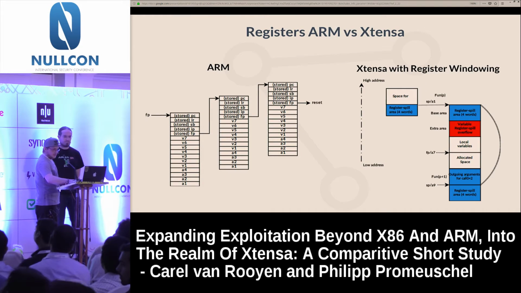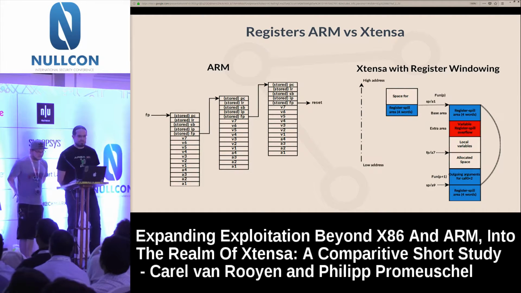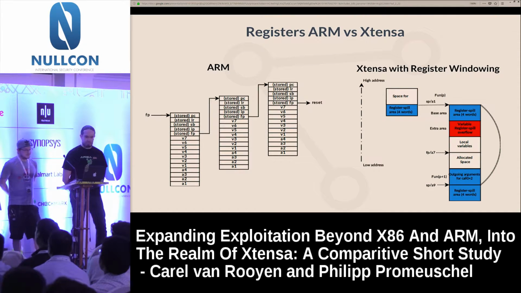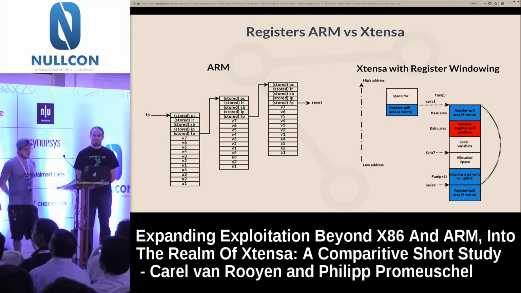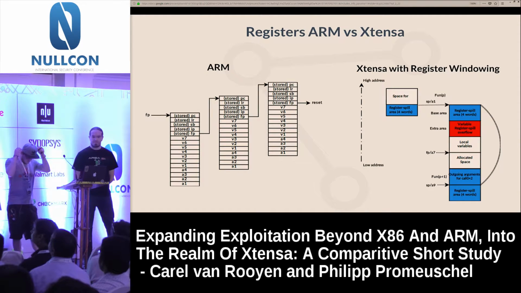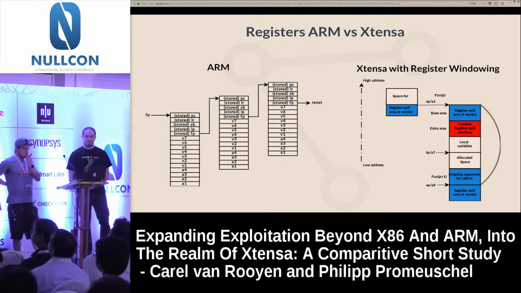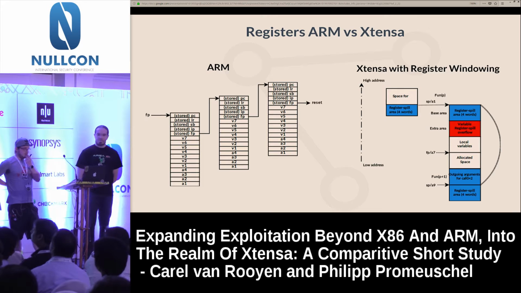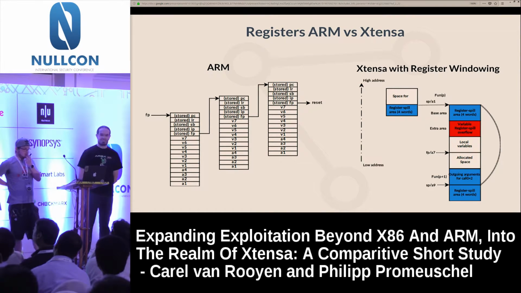Next slide. Okay. So to visualize register windowing, we drew these graphs for you. What you can see on the left side is that the frame pointer is adjusted on ARM systems, and ARM is not implementing register windowing like the Xtensa. On the Xtensa, on the right-hand side, you can see the register window is rotated or shifted, and we'll mention later why this complicates exploitation for us. It makes things a tad more difficult.